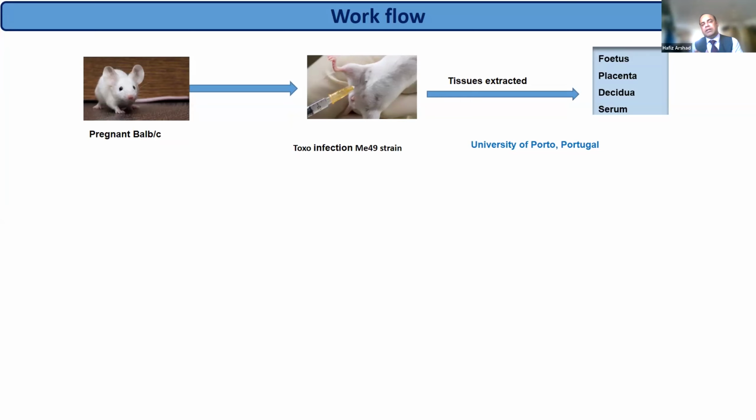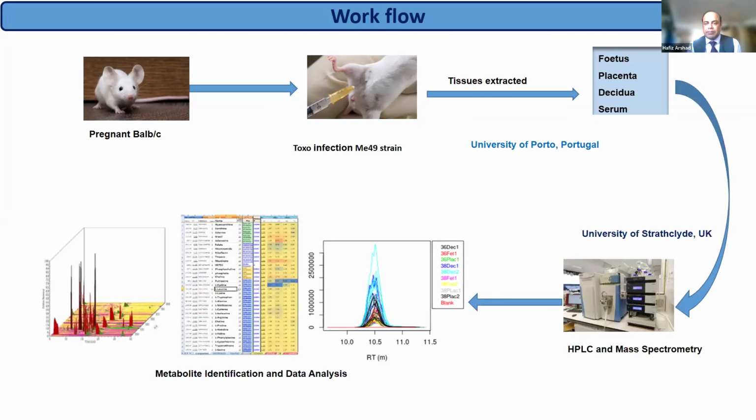This was initially, but in the later stages of the study we also collected and worked on different types of brains due to the link with psychoneurological disease. I will explain later why we did that. Anyway, after this, the samples were shipped to the UK, to the University of Strathclyde, where HPLC, metabolite identification, and further data analysis were carried out.